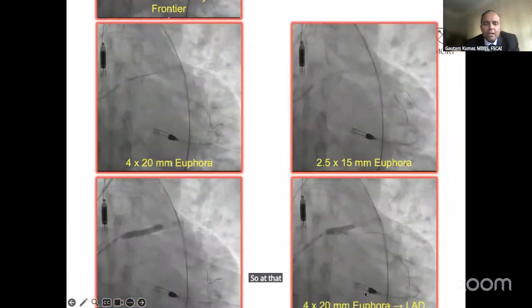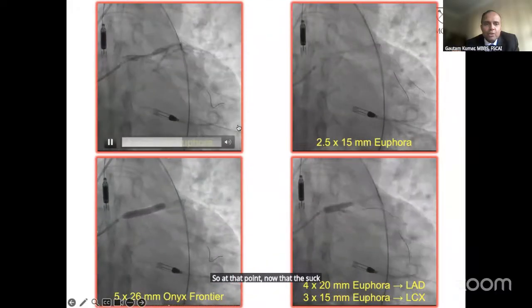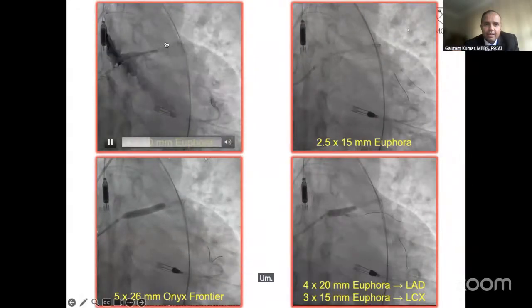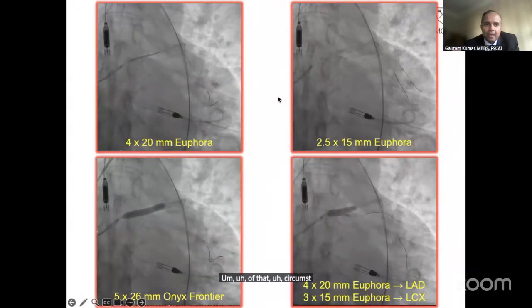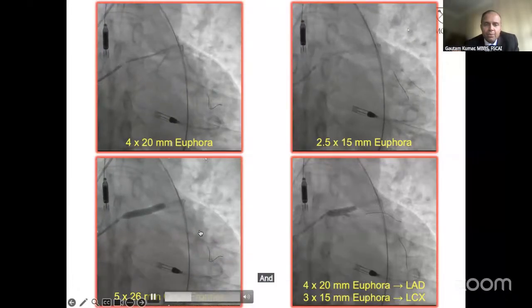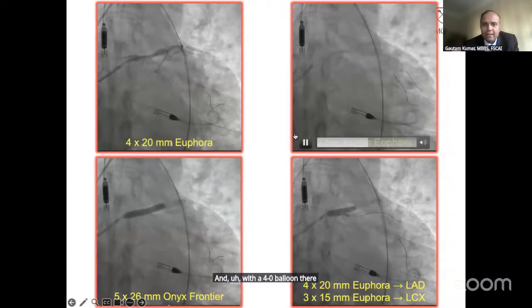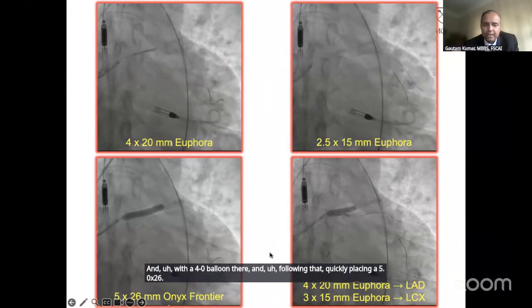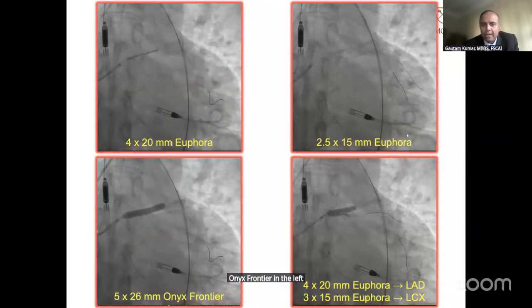So at that point, now that the circ is controlled, I decided to do a nano crush of that circ stent. And that's what I'm doing here with the 2.0 balloon, and with a 4.0 balloon there, and following that, quickly placing a 5.0 by 26 Onyx Frontier in the left main into LAD.